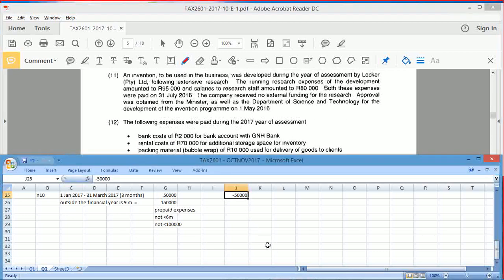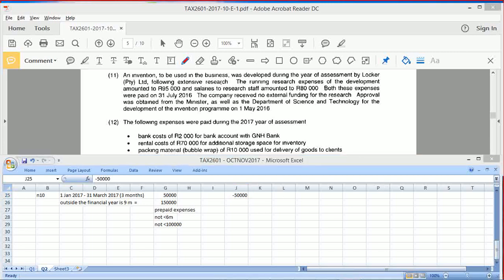Okay. Right, what happened here in 11? What does it say? 11, an invention to be used in the business was developed during the year of assessment by Locker Pty Ltd following extensive research. The running research expenses of the development amounted to 95,000 and salaries to research staff amounted to 80,000. Both these expenses were paid on the 31st of July 2016. The company received no external funding for the research. Approval was obtained from the minister as well as the Department of Science and Technology for the development of invention program on the 1st of May 2016.